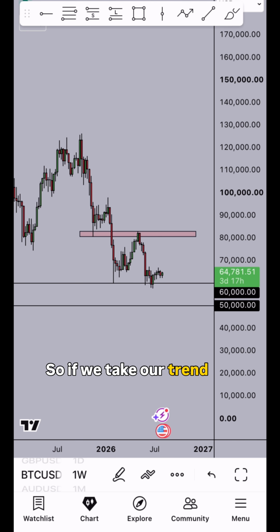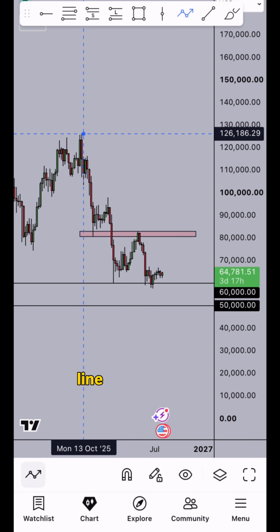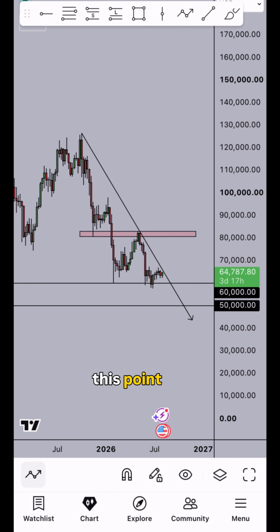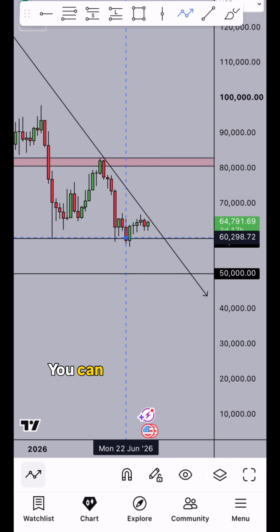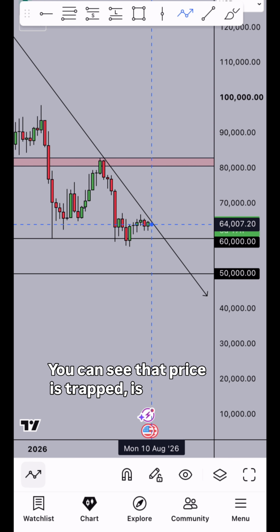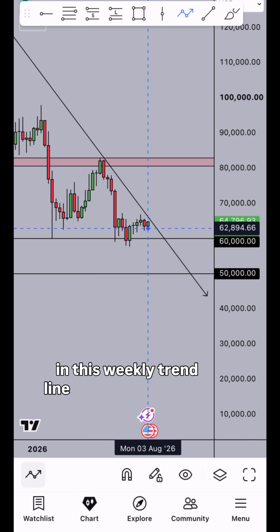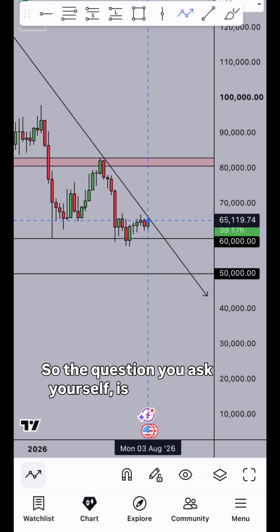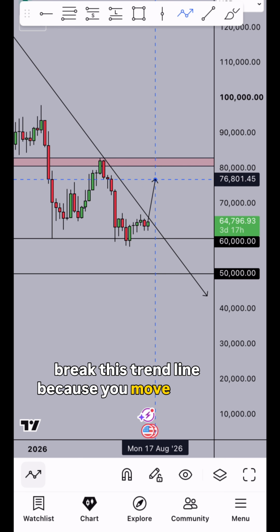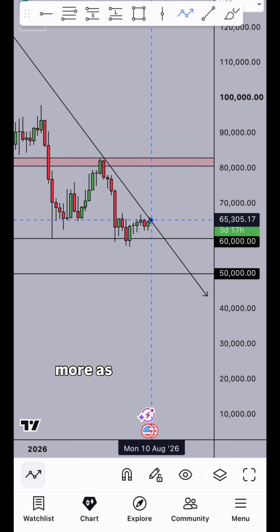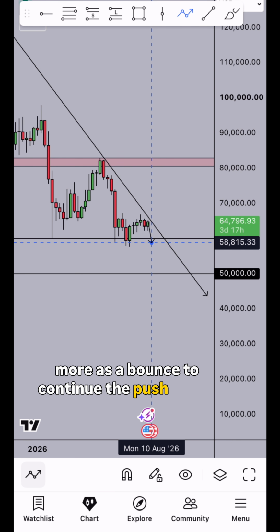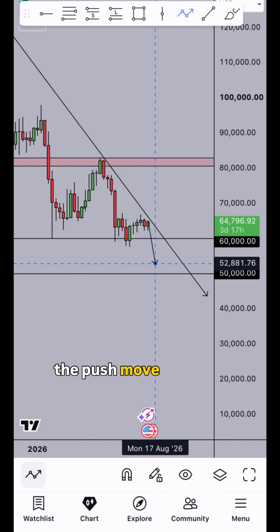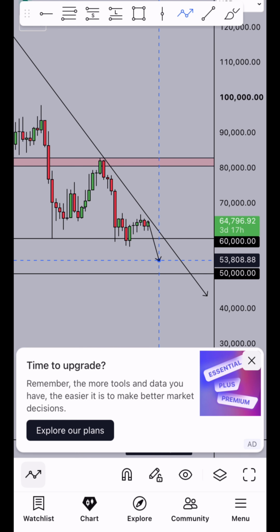Okay, so if we draw a trend line from here all the way down to this point, and zoom in, you can see that price is trapped. It's trapped in this weekly trend line and also trapped in that monthly support right there. So the question you ask yourself is: is it going to break this trend line to the upside, or is it going to use this trend line as a bounce to continue the push either to this support level right here, or move deeper into that support level?